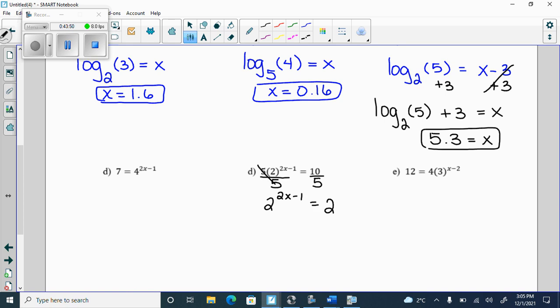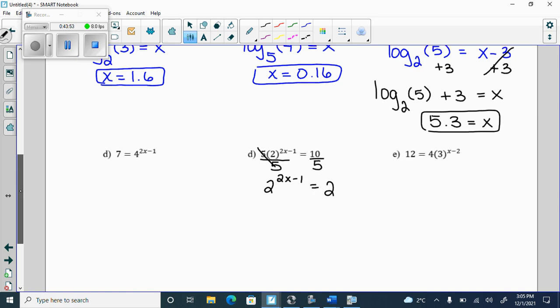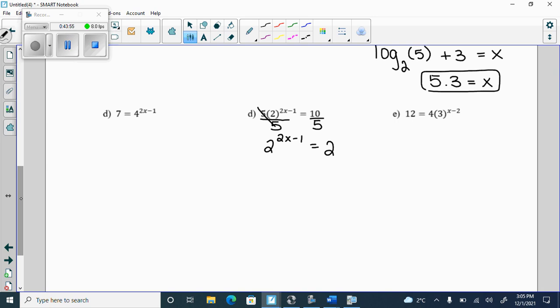Do I even have to convert this one? You could do same base. So I don't even need to convert. I can go 2x minus 1 equals 1, 2x equals 2, x equals 1.